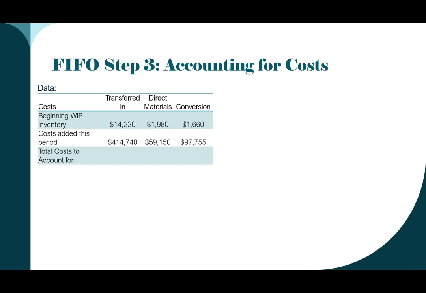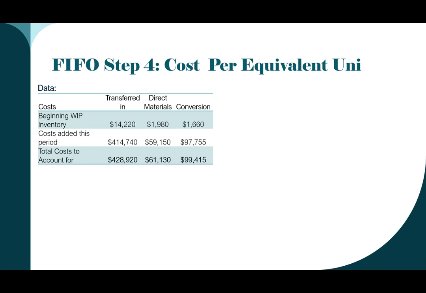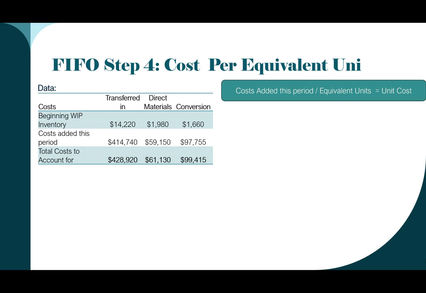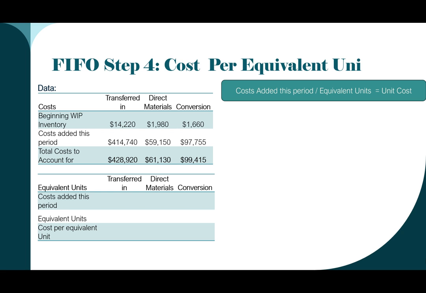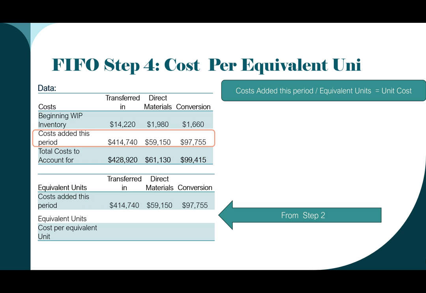And next we can look at the cost. So here we have some costs. We have our beginning costs plus costs added in this period. We can just total those up to get our total cost to be accounted for. And now to figure out our cost per equivalent unit, we're going to take our cost added this period and divide it by the equivalent units. Now remember, we had different equivalent units. So for each item, we need to use our different equivalent units. We take just the cost added this period, put those into our table, and then we're going to divide by the equivalent units we figured out in step 2. And now we've determined our cost per equivalent unit.